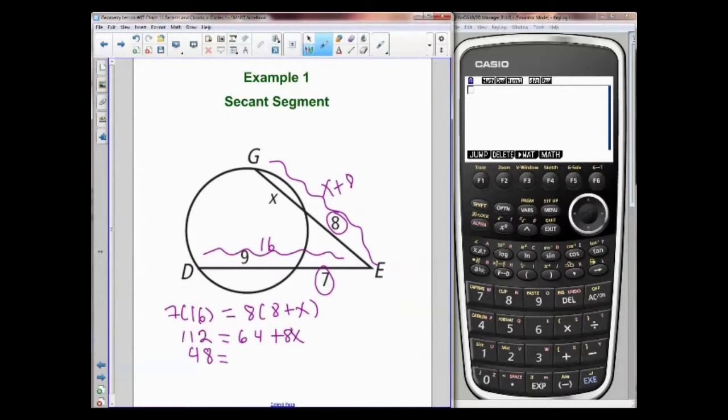48 is equal to 8x, and of course x is equal to a whopping big 6. To find our geometry answer, we just plug it right in there. That'd be 14. So we got 16 here, a little bit longer, and a little bit shorter secant segment, which is 14. All right, so let's take a look at the next example.